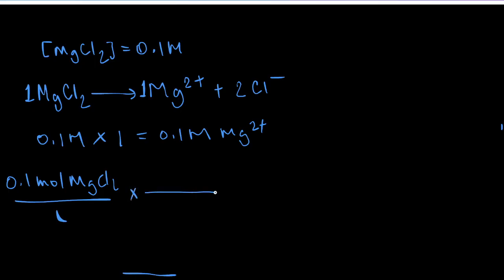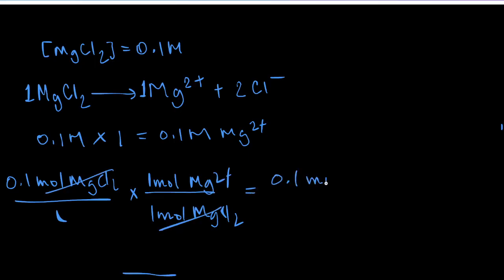And we see that for every 1 mole of MgCl2, we get 1 mole of magnesium ions, letting us note that we actually get 0.1 moles of Mg2+ per liter. That is what we got over here.